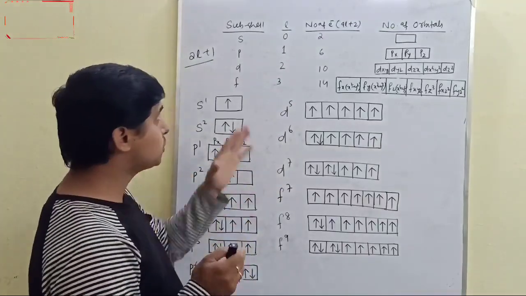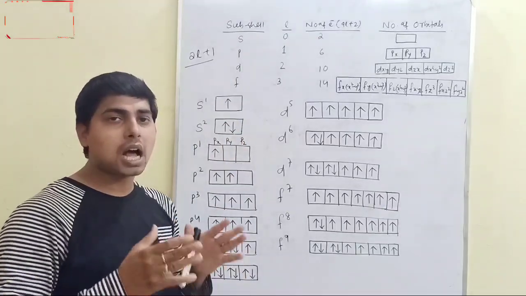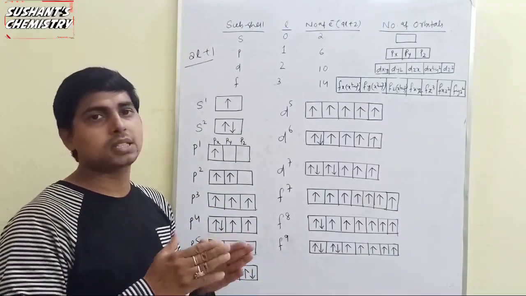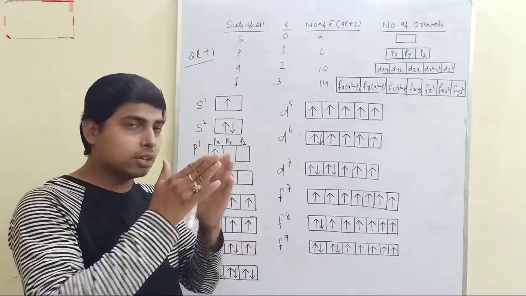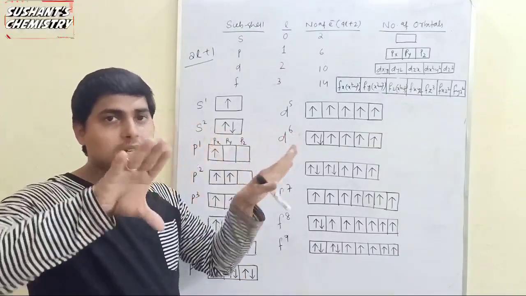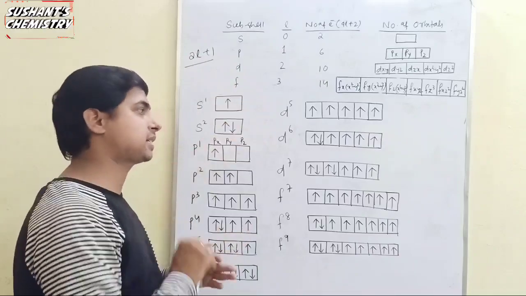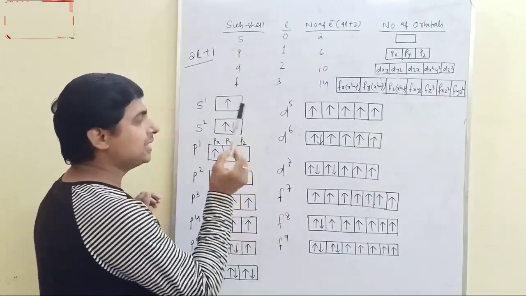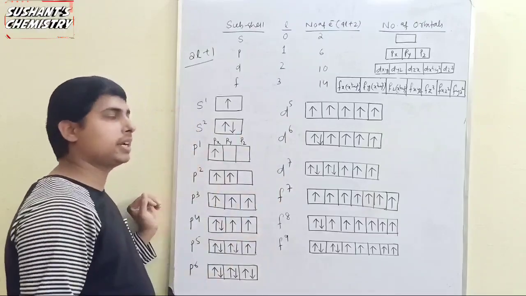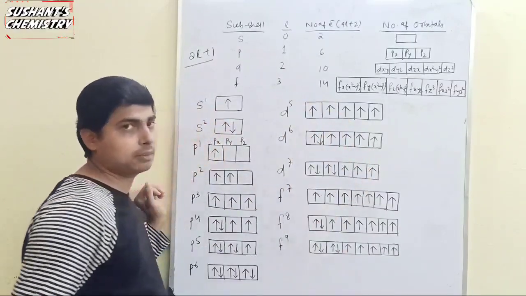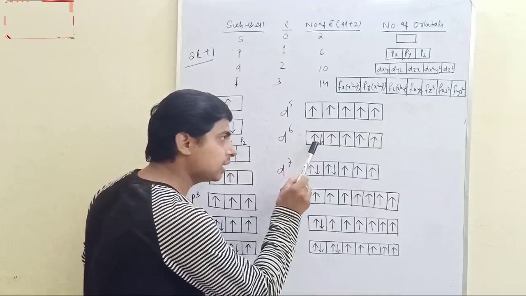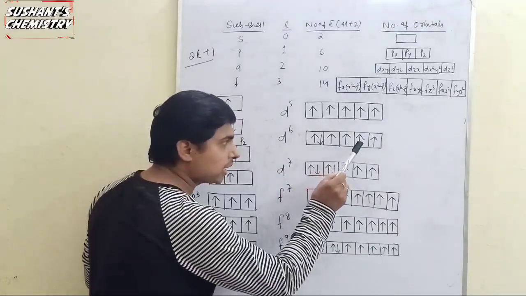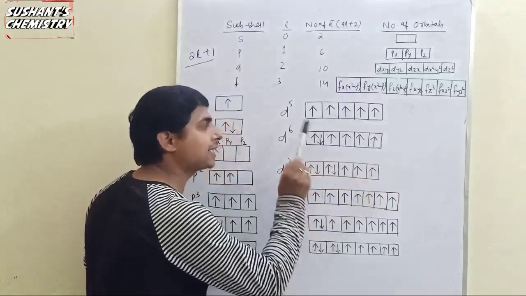I am repeating, this rule tells how the electrons are pairing in the different orbitals of a subshell. That means total electrons are distributed among the orbitals, then pairing takes place. You see here, in this d6 configuration, the 6 electrons are distributed among all the 5 orbitals. That means each orbital is occupied by 1 electron, 1 electron, 1 electron, 1 electron, 1 electron, then pairing takes place.